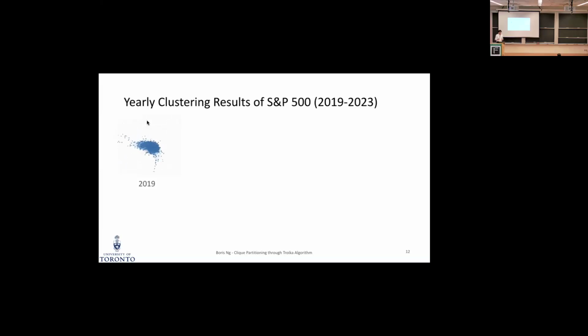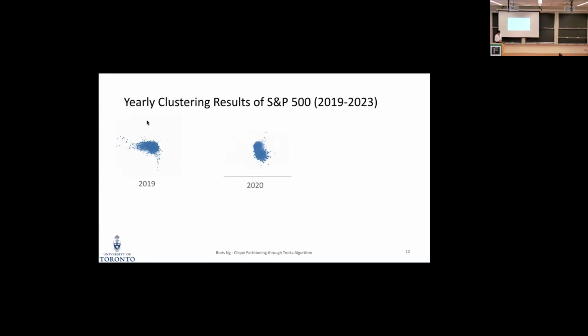So here are the visualized results spanning from 2019 to 2023, with different colors representing different clusters. In 2019 specifically, we observed one major cluster, which is in blue, comprising 330 stocks, and a smaller cluster in orange, if it shows correctly.